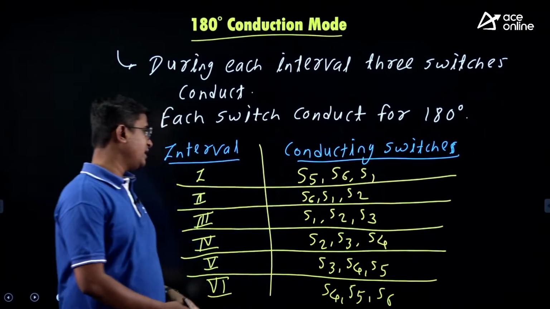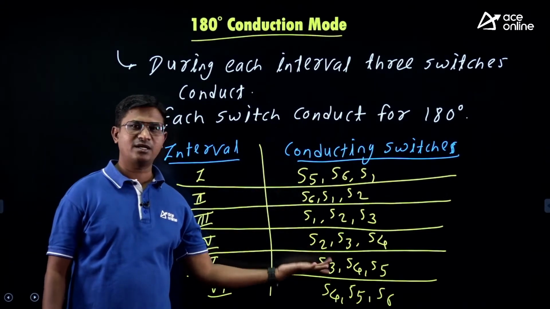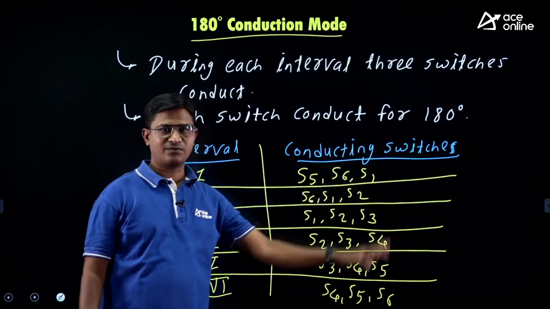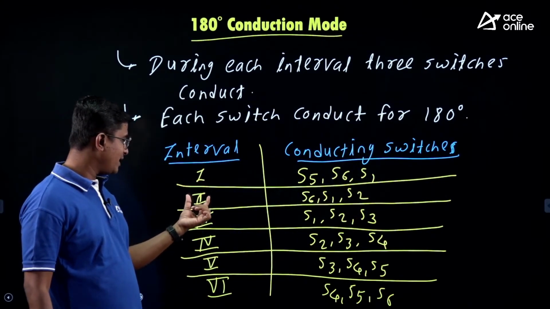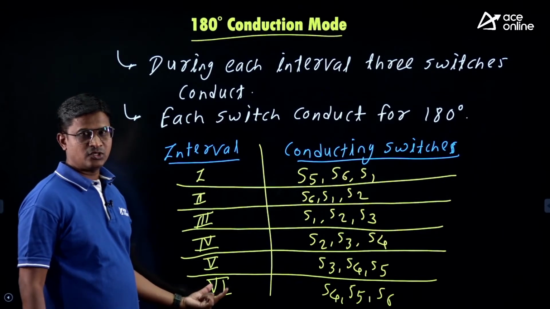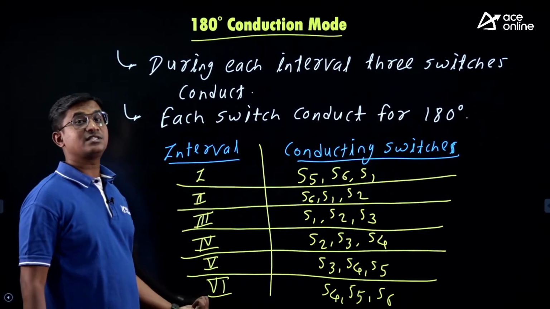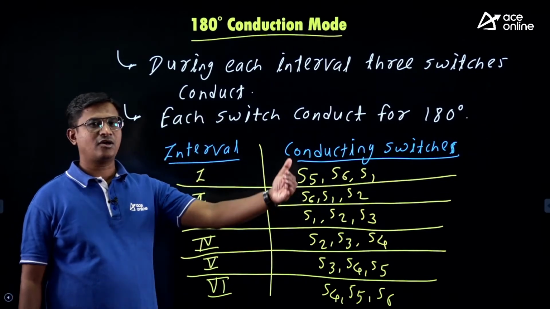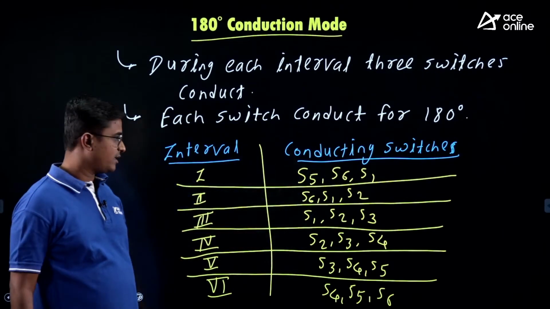Like this, during each interval 3 switches will be in a conduction mode, right? And after the sixth interval, it will again go to the first interval, right? So each interval is of 60 degrees. So 60 into 6 intervals means 360 degrees, one complete alternating cycle of the inverter output, okay, right?